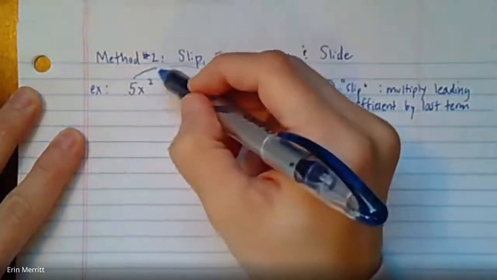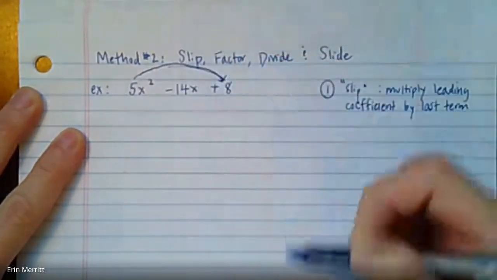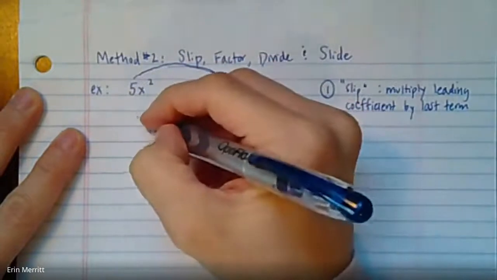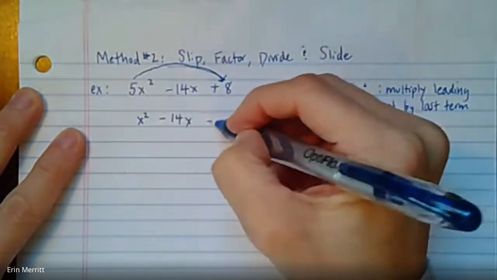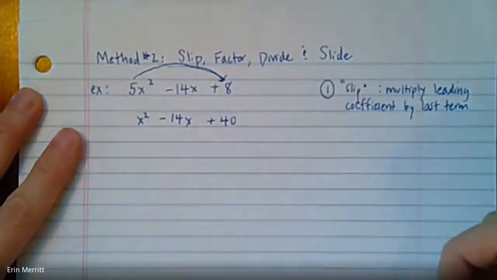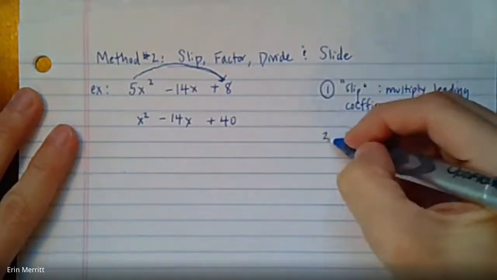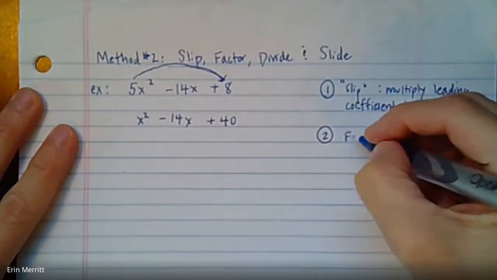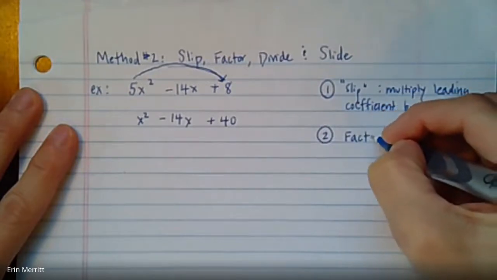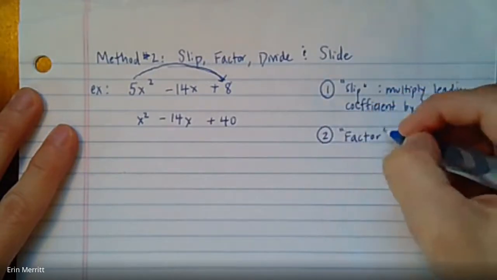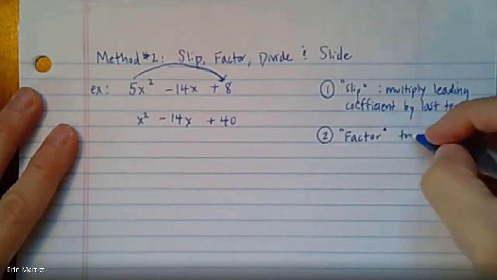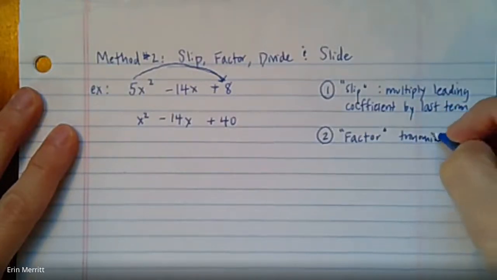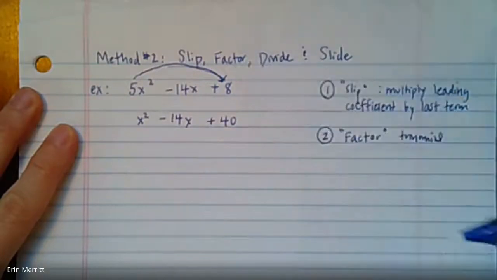So 5 times 8, that's going to give us 40. So I'm going to take that as x squared minus 14x and now plus 40. That's what I end up with here. All right. The whole point of doing this is so you can factor a nice, easy trinomial that doesn't have a leading coefficient. So now factor the trinomial. And I only put that in quotes because that's the factor piece of it.